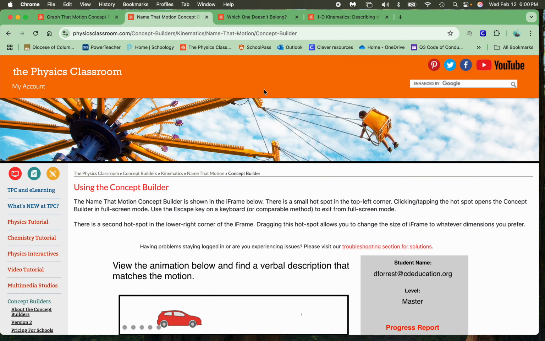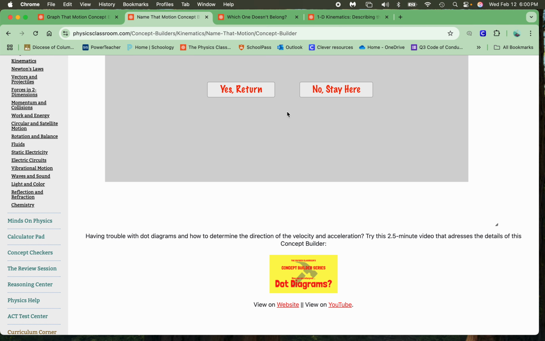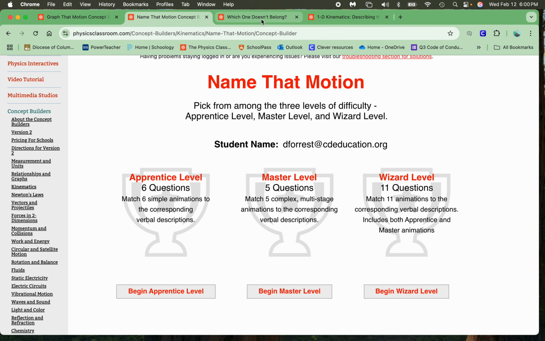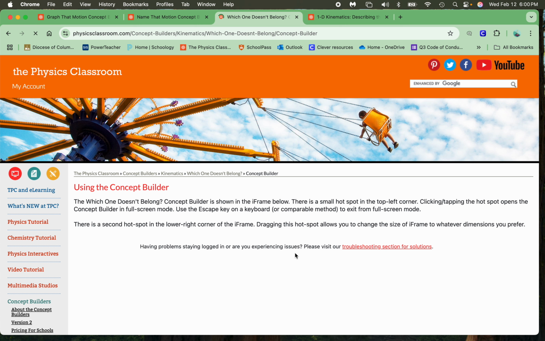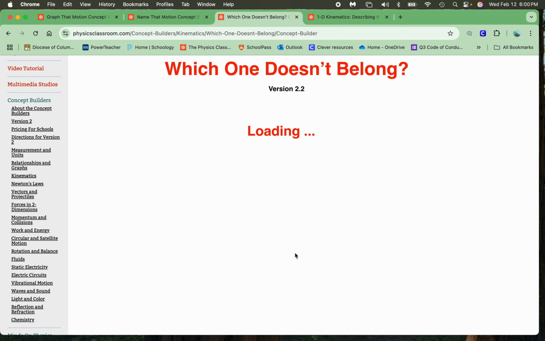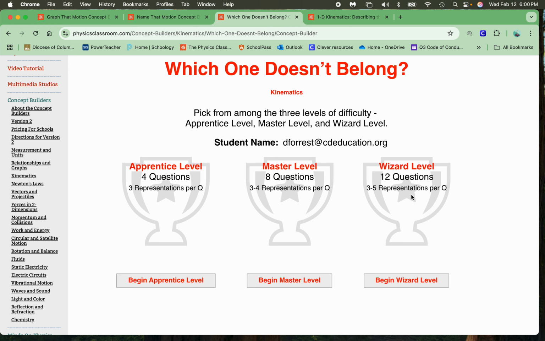Okay, so I'm going to go back now, and like I said, you need to complete the first 2 levels right here. The last concept builder that I'm asking you to do is which one doesn't belong. So again, I'll launch that. For this concept builder, you need to do all 3 levels because there's enough difficulty difference that I want you to try those.